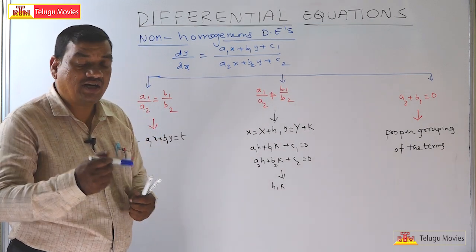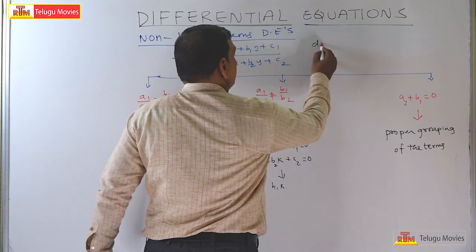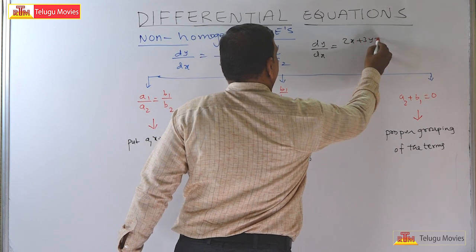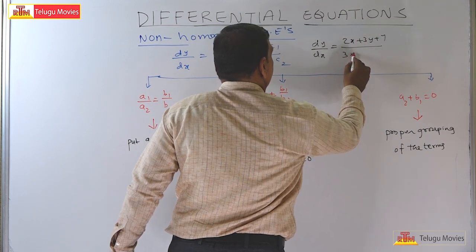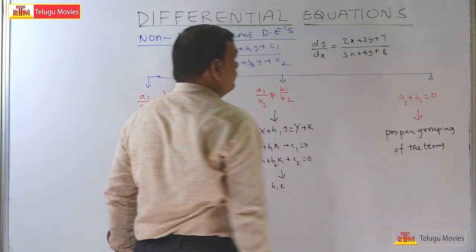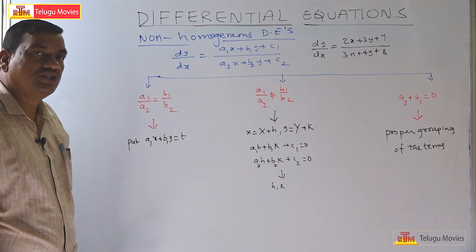Let me give one example of this equation. For example, dy by dx is equal to 2x plus 3y plus 7 by 3x plus 4y plus 8. That is called a non-homogeneous differential equation.